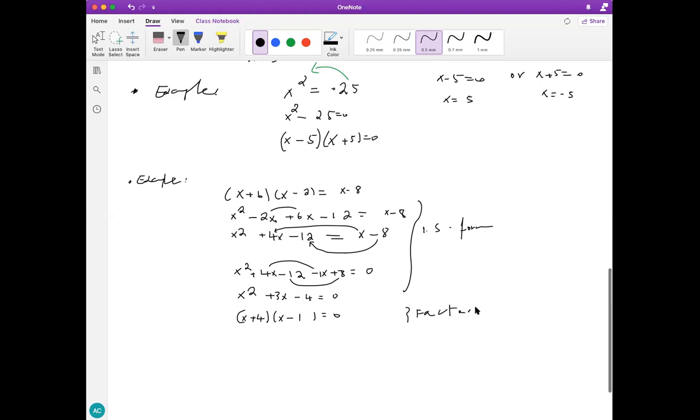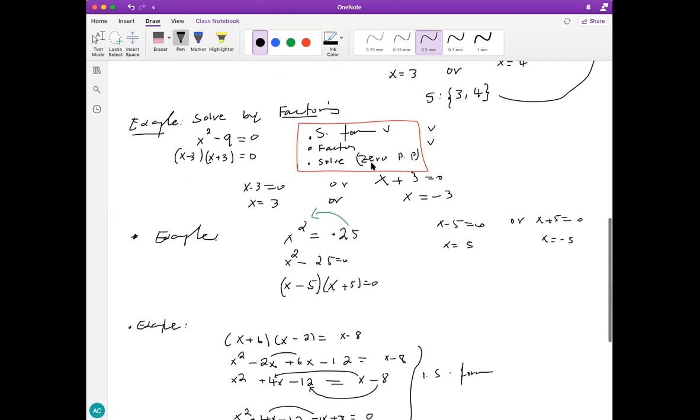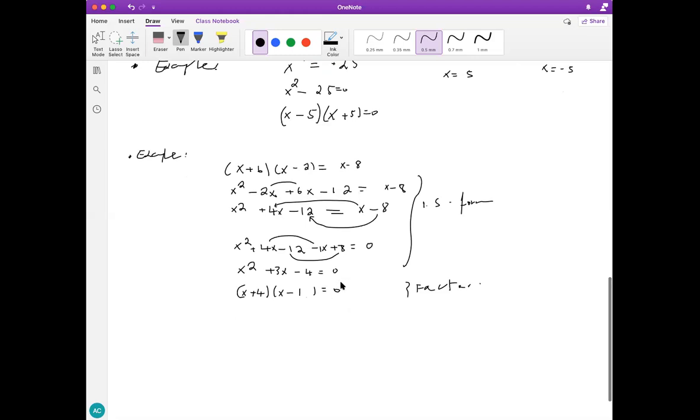We just factored it. Finally, the zero product property. Make sure you have 0 here first before you split these. So a times b is 0. That means x plus 4 is 0 or x minus 1 is 0, so we can say x is negative 4, or x is 1.